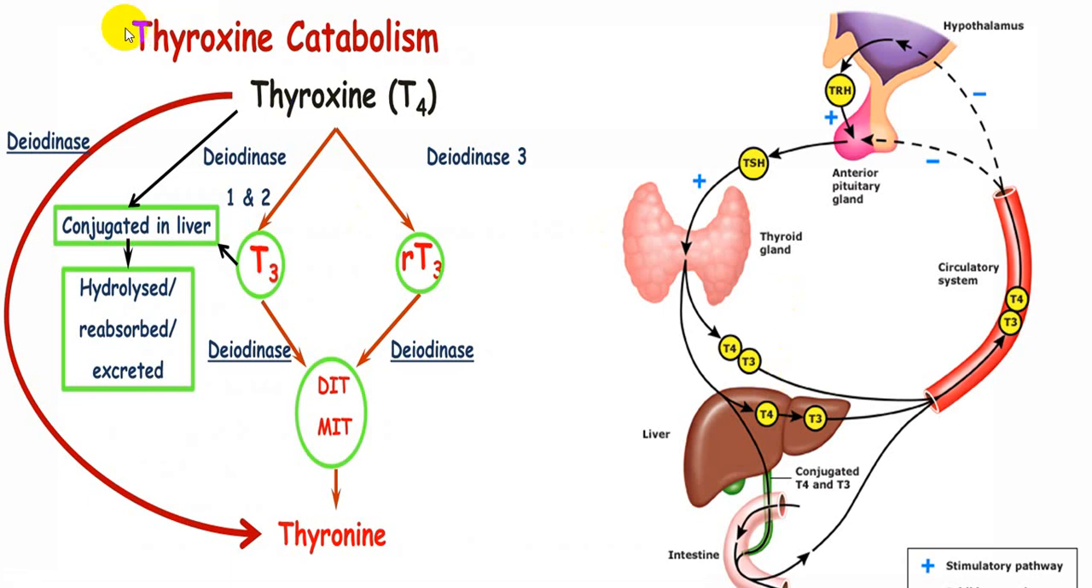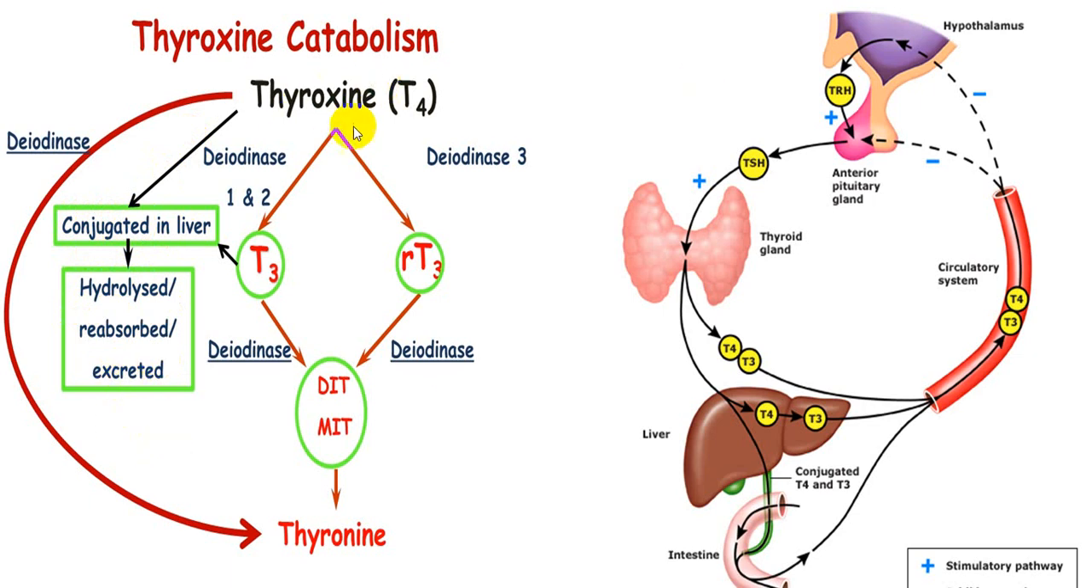As far as thyroxine catabolism is concerned, T4 will be converted by the deiodinase enzyme into thyronine directly, that is one way, or it will be in the liver. In the liver, it will be conjugated and hydrolyzed, reabsorbed, and thrown out in bile.